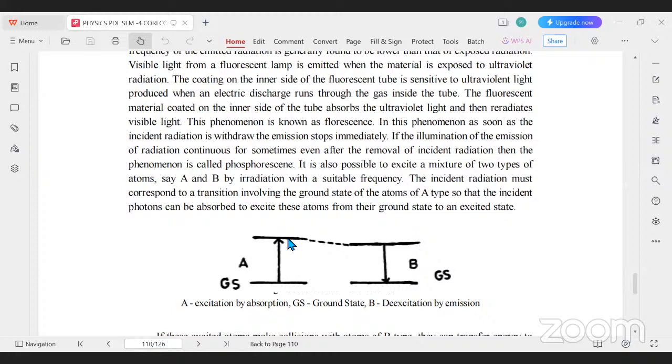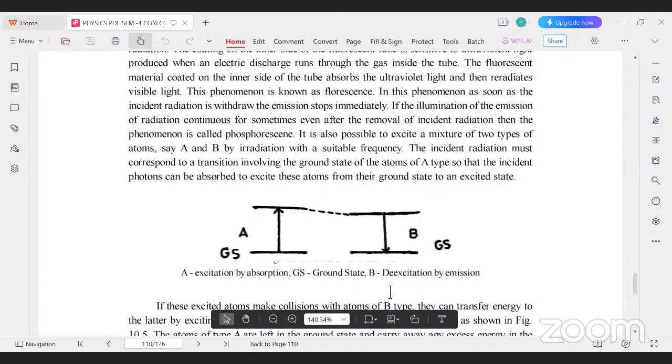It is also possible to excite a mixture of two types of atoms, say A and B, by irradiation with a suitable frequency. The incident radiation must correspond to a transition involving the ground state of the atoms of type A, so that the incident photons can be absorbed to excite these atoms from their ground state to an excited state. So excitation is by absorption, and de-excitation is by emission.